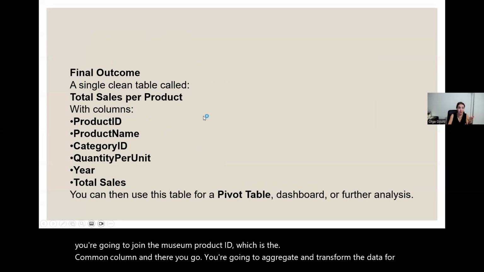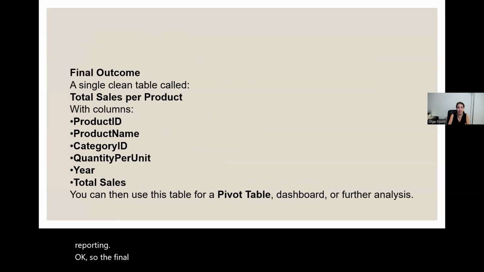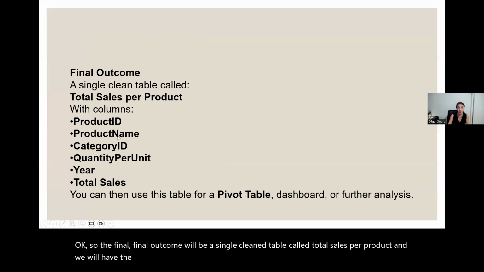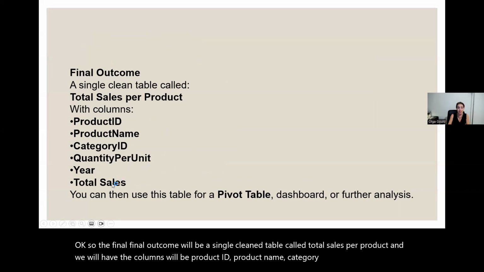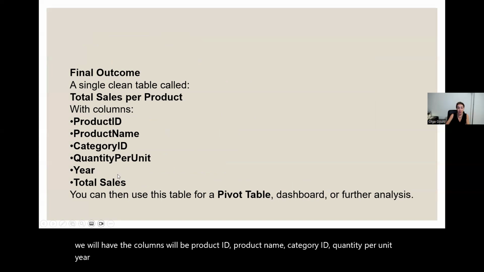So the final outcome will be a single cleaned table called total sales per product, and the columns will be product ID, product name, category ID, quantity per unit, year, and total sales.